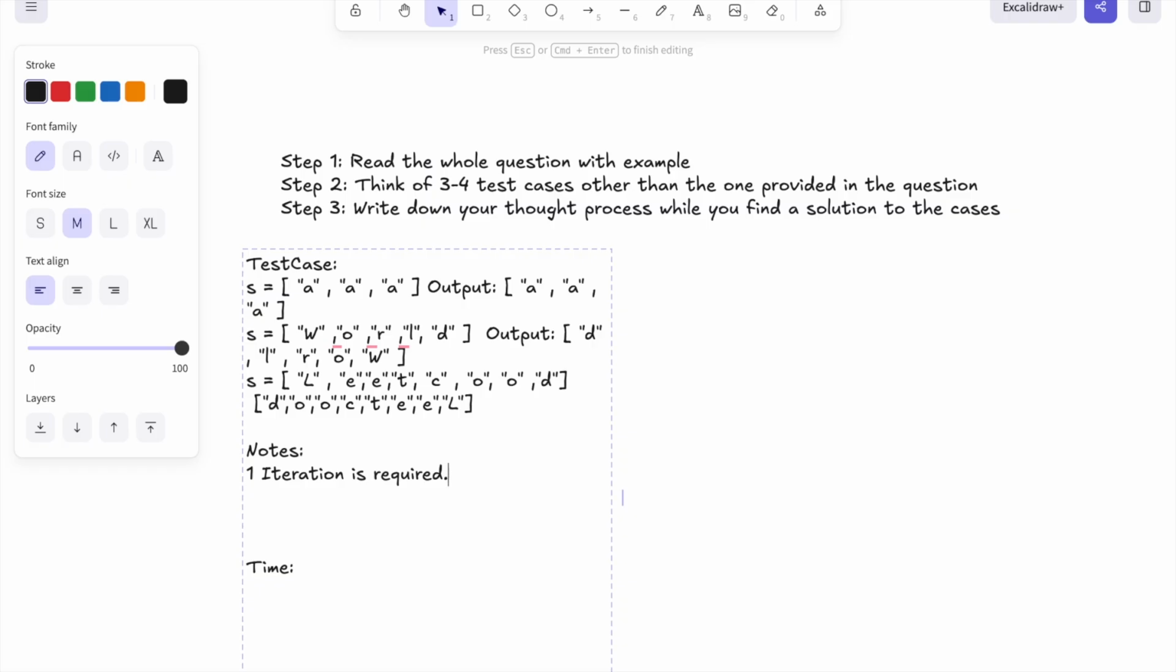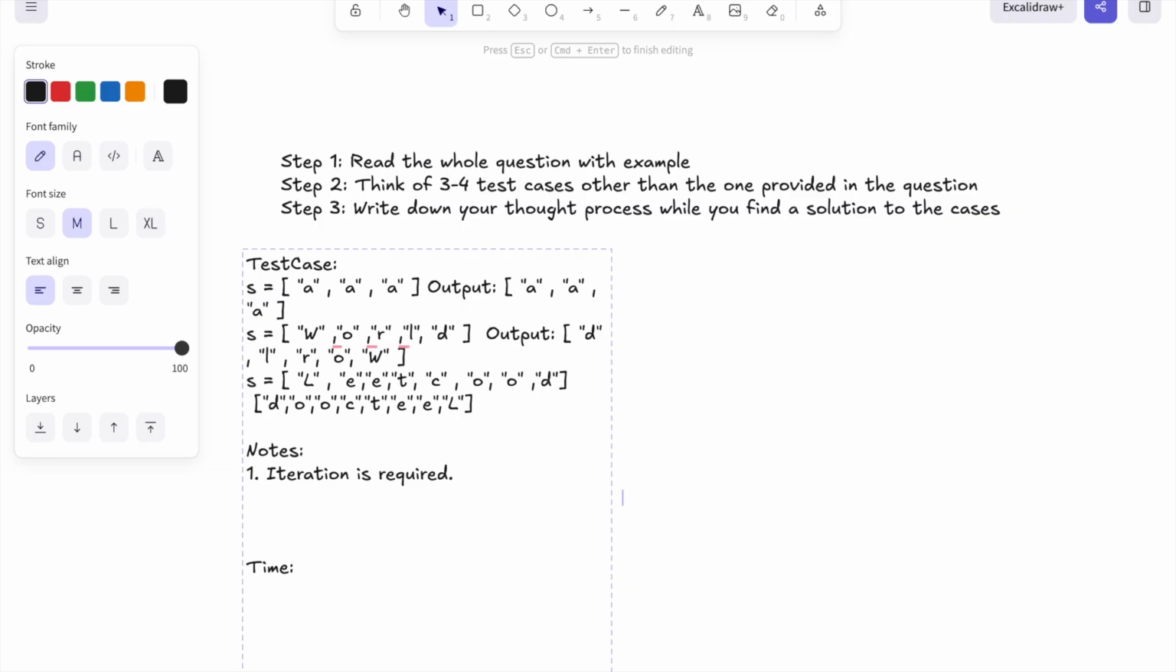Then we need to add the values from the back, like you will be getting the W that comes to the last position, then O comes to the second last, like this. So iteration is required. Whatever way you want to do it, from the front or from the back, it's up to you. So iteration is required.